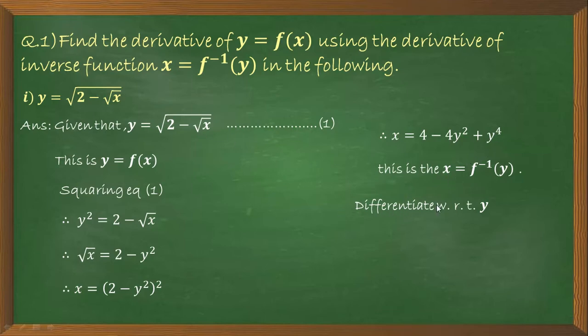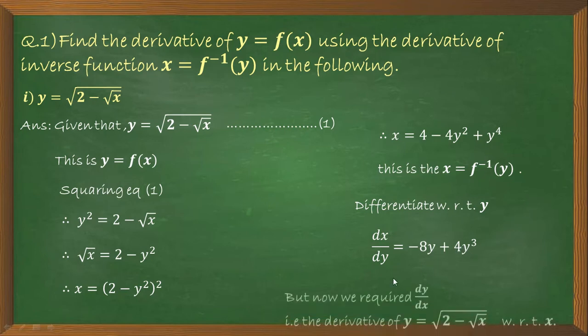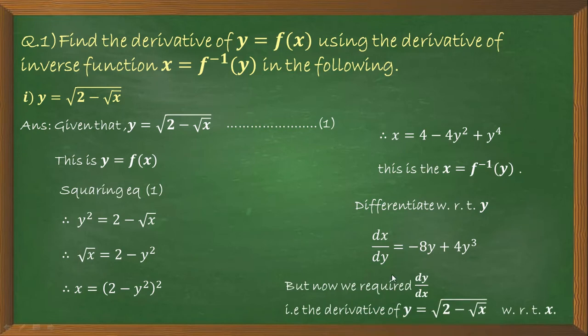Now we will differentiate this with respect to y. Regular differentiation, but with respect to y; remember here we have to differentiate the inverse function with respect to y. So what will be dx by dy? See here, dx by dy is equal to: derivative of 4 is 0, minus 4y square, derivative of y square is 2y, so it becomes minus 8y, plus derivative of y raised to 4, which is 4y cube. Now this is dx by dy.